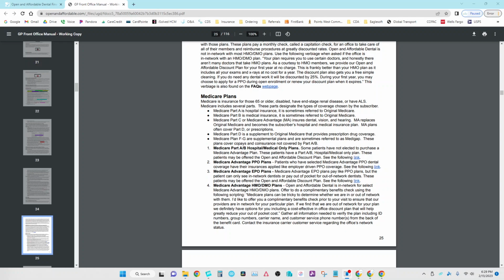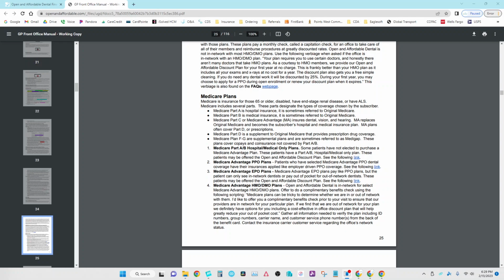Medicare Part D is a supplement to the original Medicare that provides prescription drug coverage. Sometimes people will purchase the Medicare Part D as a supplement. Sometimes they'll purchase Medicare Advantage that will include Part D coverage. Medicare Plan F through G are supplemental plans that are sometimes referred to as Medigap. They essentially cover the copays or a portion of the coinsurance that's not covered by Part A or B.